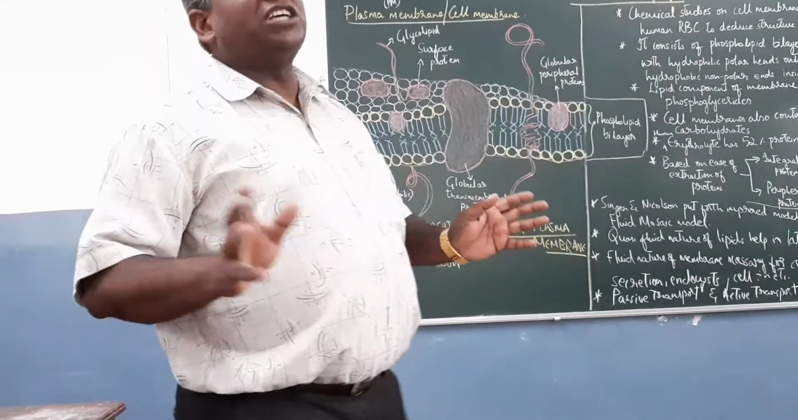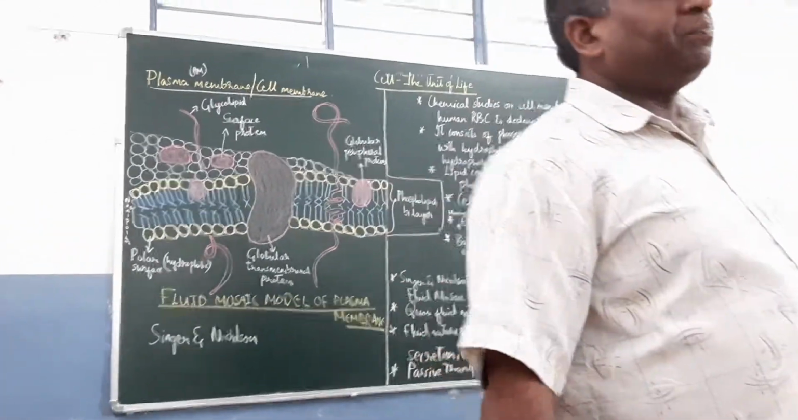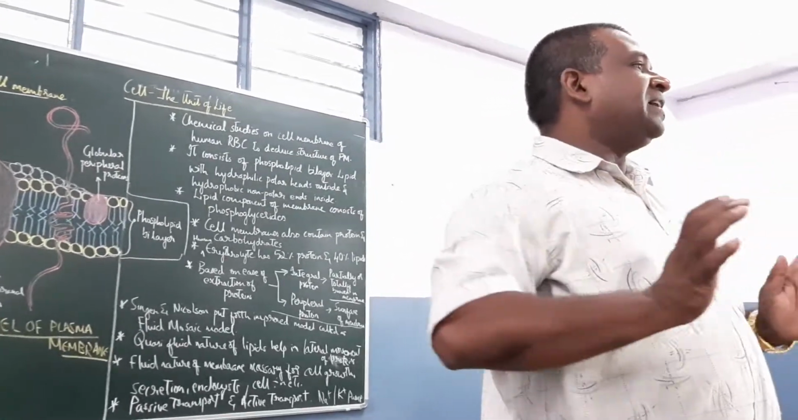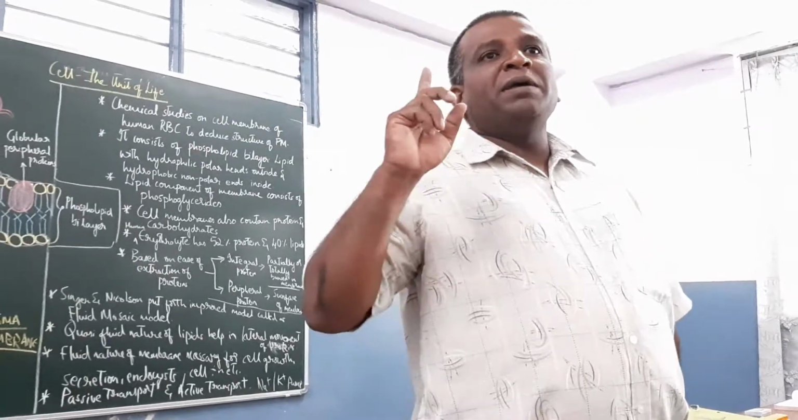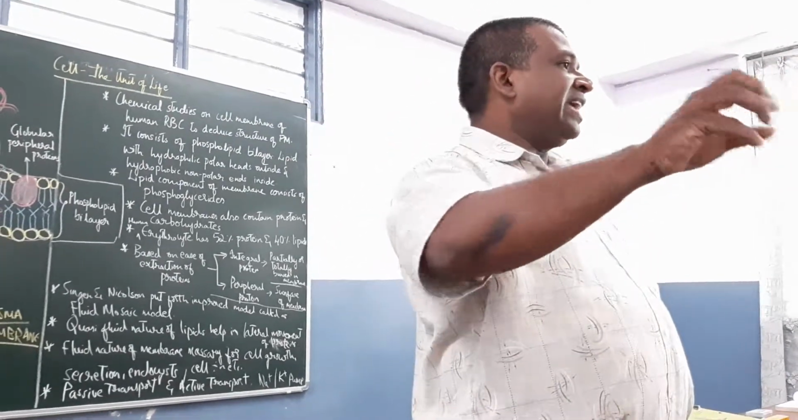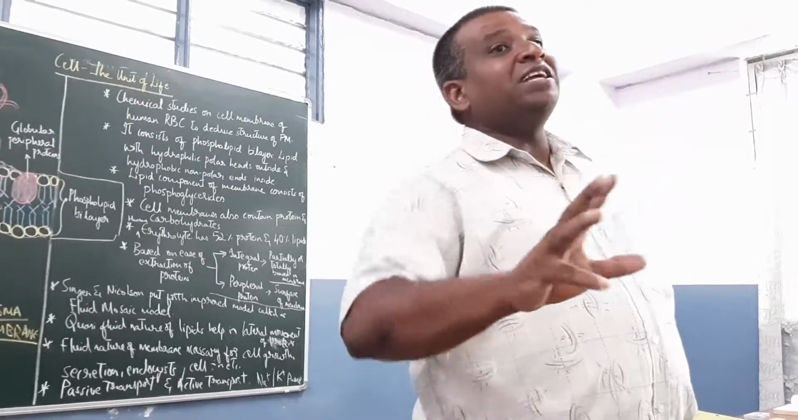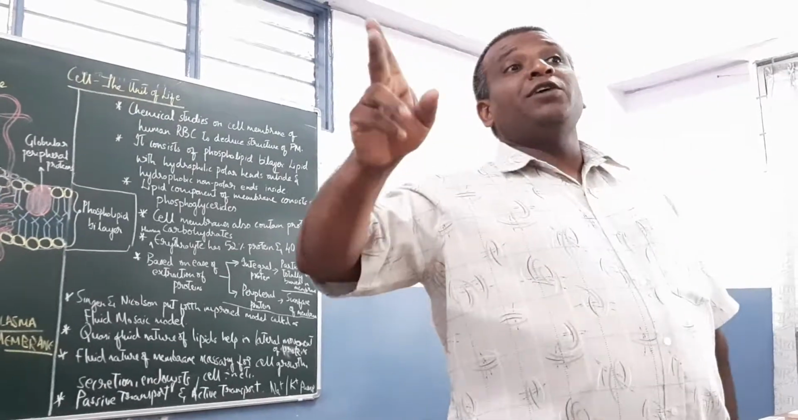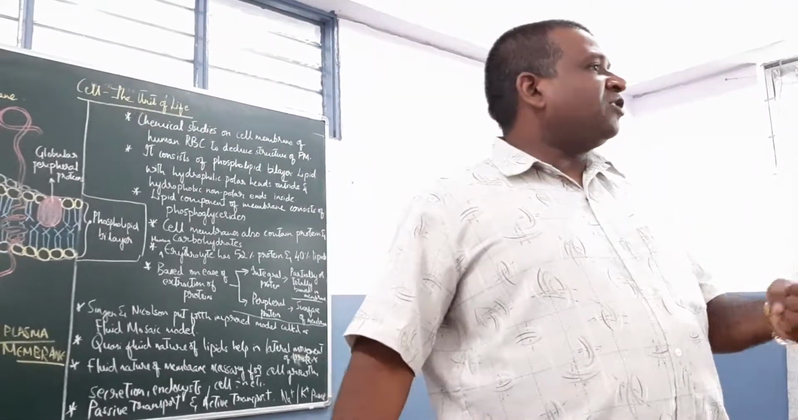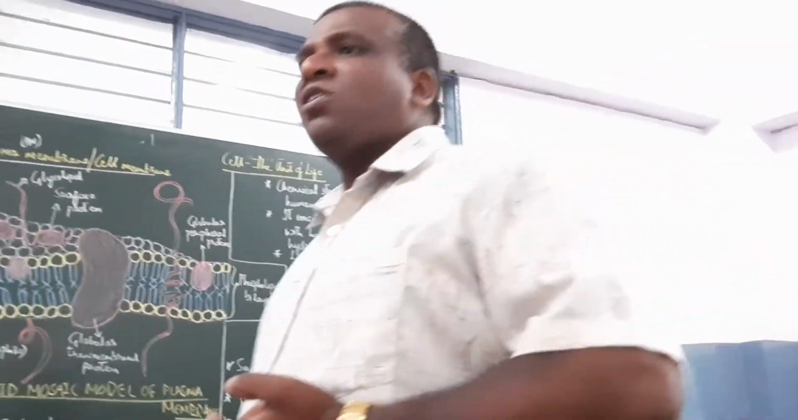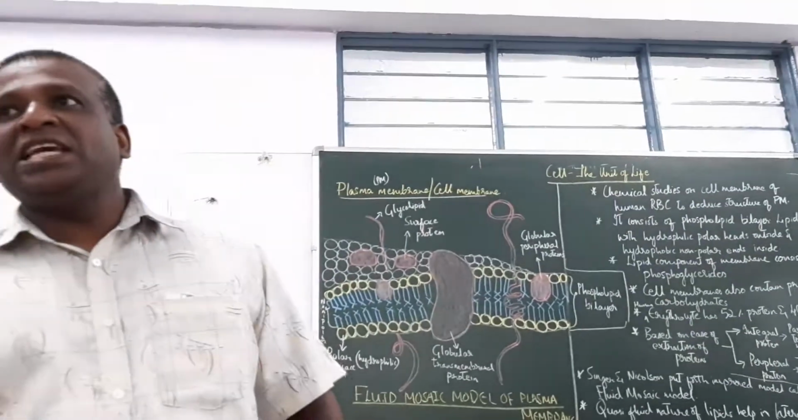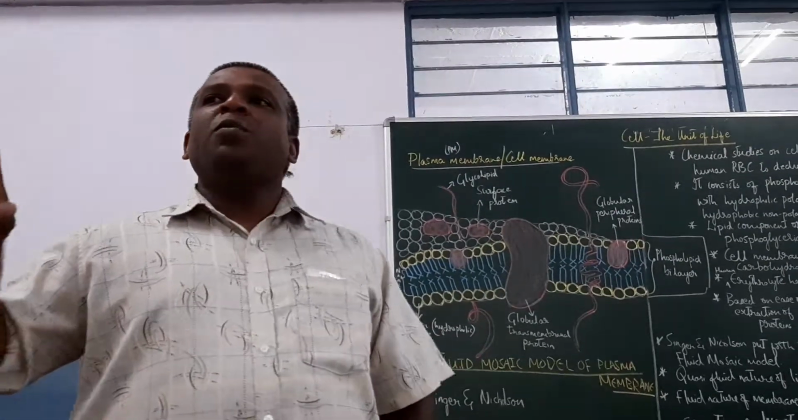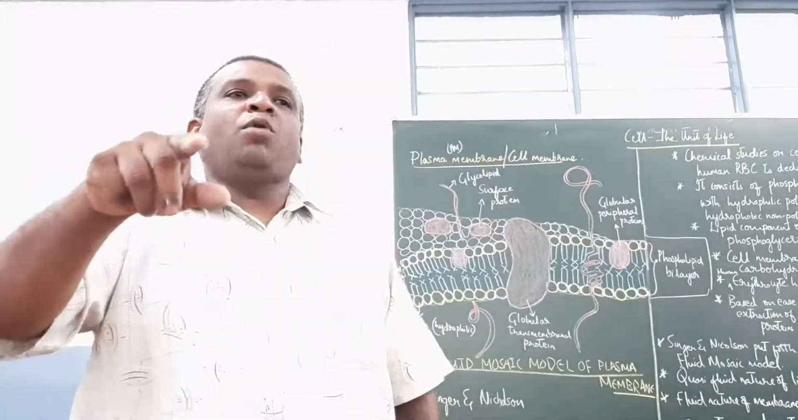Okay? And if you look into the functions of the plasma membrane, the plasma membrane helps in maintaining the shape and size of the cell. Plasma membrane is also selectively permeable. They can allow only certain substances to enter through them. Plasma membrane also exhibits passive as well as active absorption. Passive absorption of substances is without expenditure of energy. Without expenditure of energy, we call it passive transport. Active transport, what you notice, is possible.